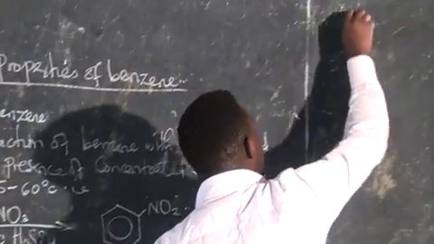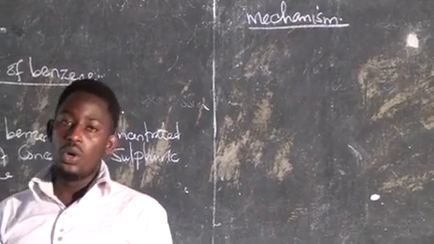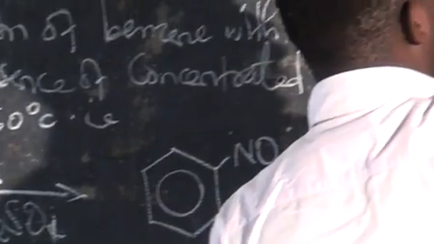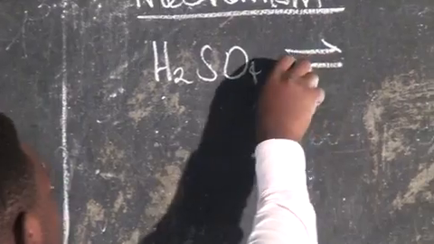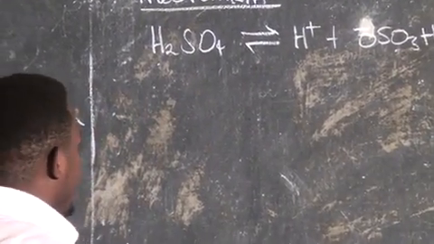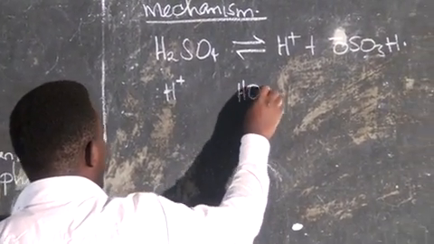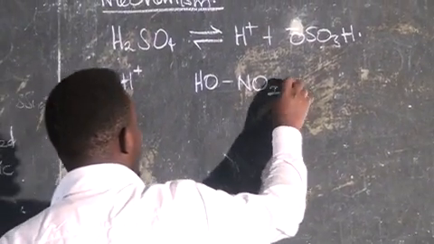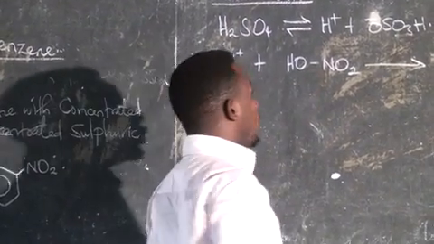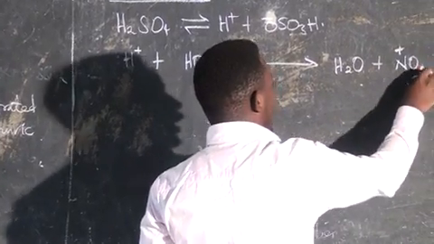Now let's look at the mechanism of this reaction. We are going to begin with the concentrated sulfuric acid. Sulfuric acid, when it is concentrated, partially ionizes to give hydrogen ions and hydrogen sulfate ions. Now the hydrogen ions are going to react with nitric acid. Of course, the OH will go with the hydrogen ions, and then the nitro will remain alone, leading to the formation of water and the nitro group.